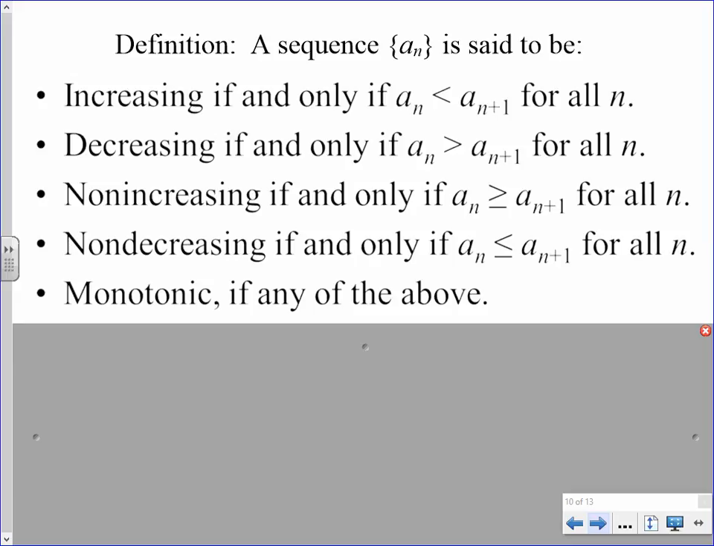Now, we need to be able to determine if a sequence is increasing or decreasing.